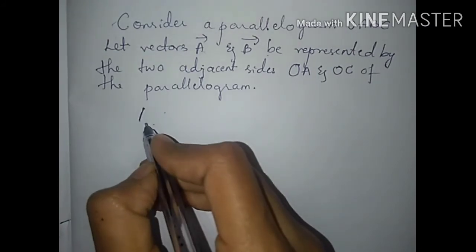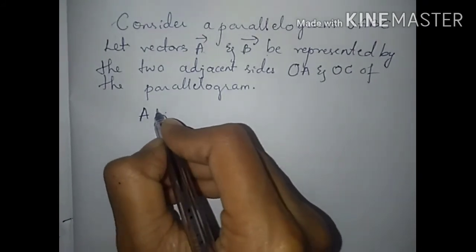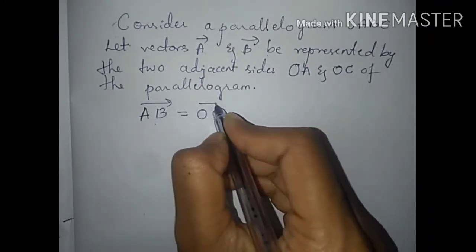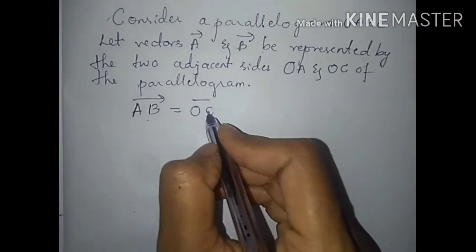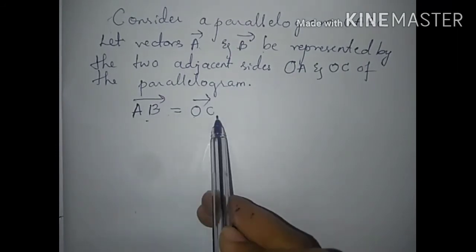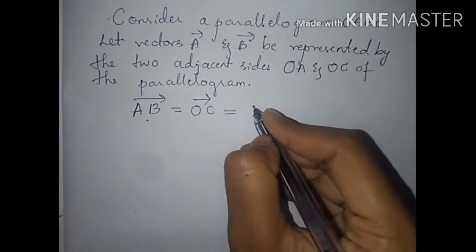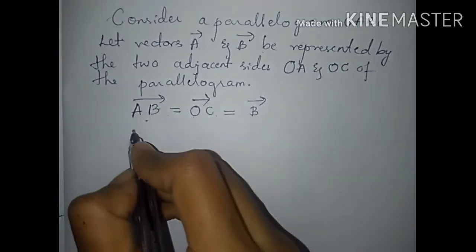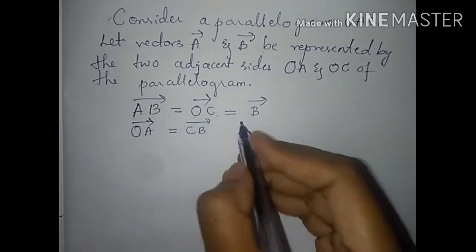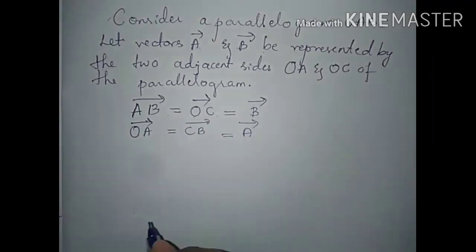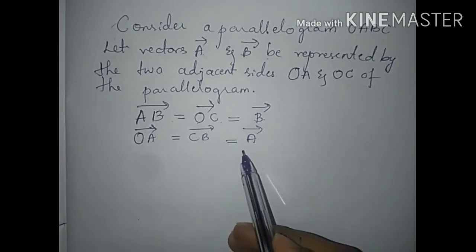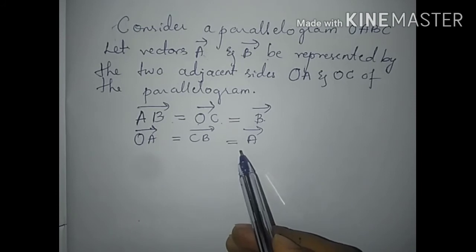Now vector AB or the side AB will be equals to what? OC. So these two sides are the two sides of the parallelogram. So AB is equals to OC, so that can be given by vector B, and OA is equals to CB, so that can be given by vector A. So now you have vector A and vector B. So these two vectors form the four sides of the parallelogram.